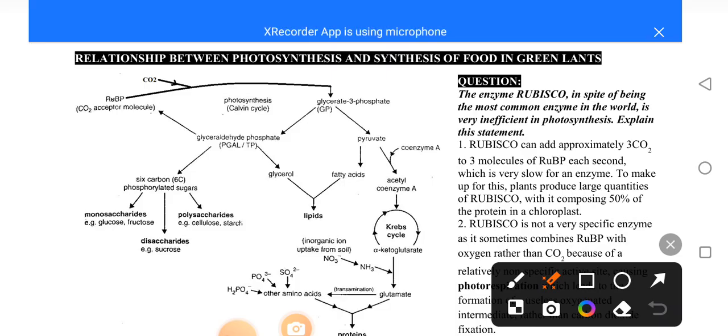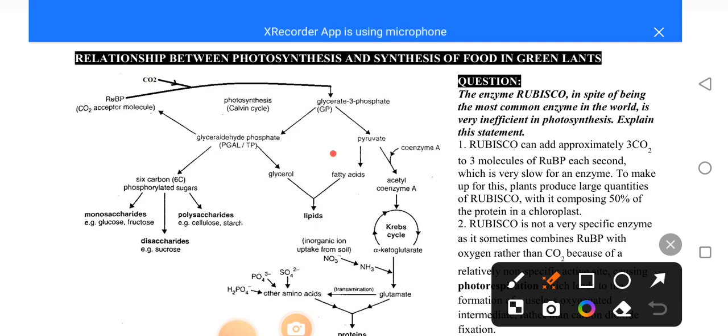Then the GP, or the glycerate 3-phosphate, divides into two, the way you can see here. One is the glyceraldehyde phosphate, the PGAL, and the second one is the pyruvate. Now when you look at the PGAL, that one divides. So this one forms what we call the glycerol. Then from the glycerol, it forms what we call the lipids.